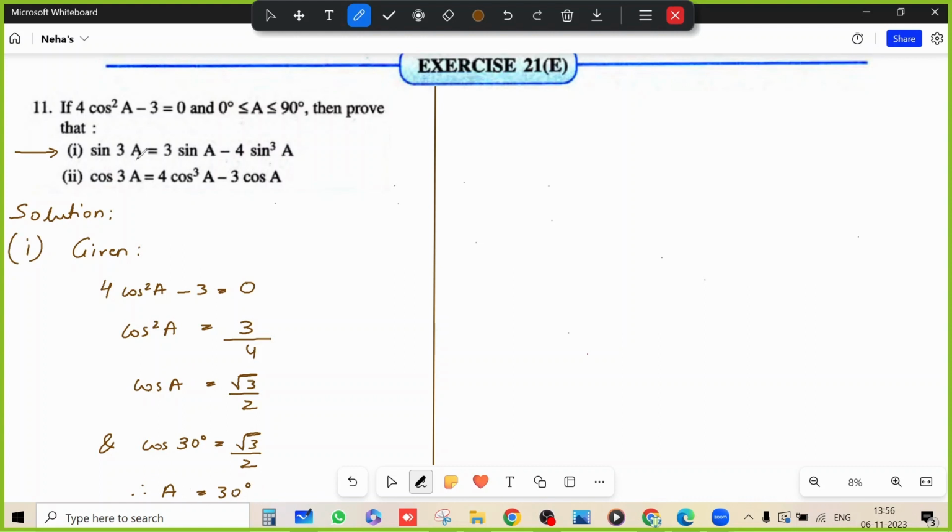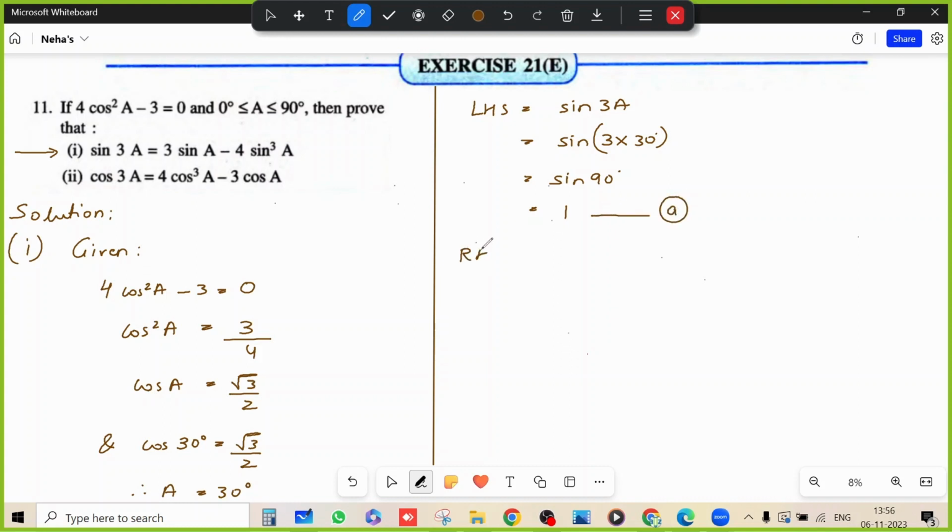Now we will put it in the equation that we have to prove. So let's begin with the left hand side of the equation, which is equal to sin 3A. Now here we will put the value of A as 30 degree. So this will become sin 90 degree, and sin 90 degree is equal to 1. So this becomes our first equation.